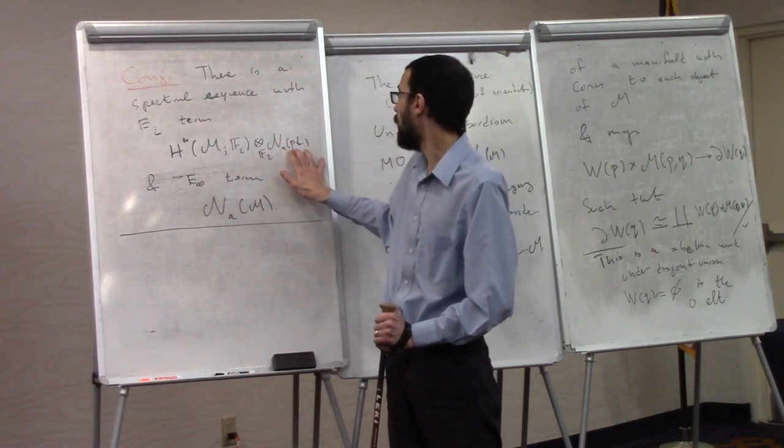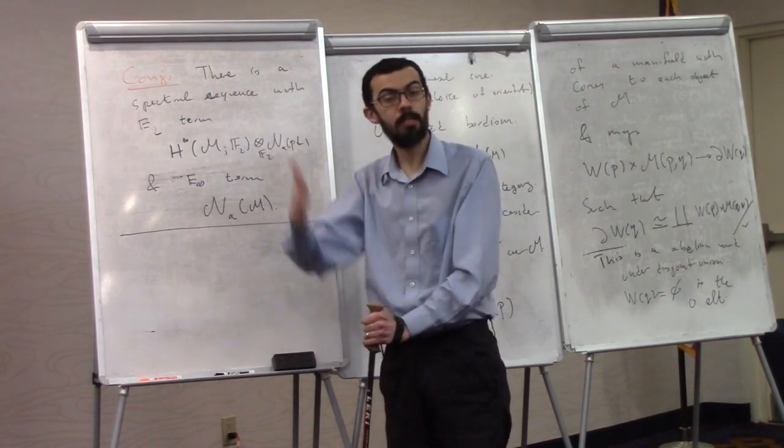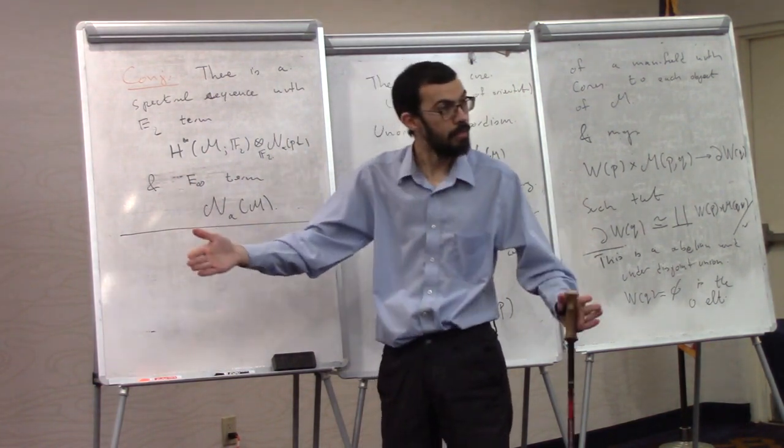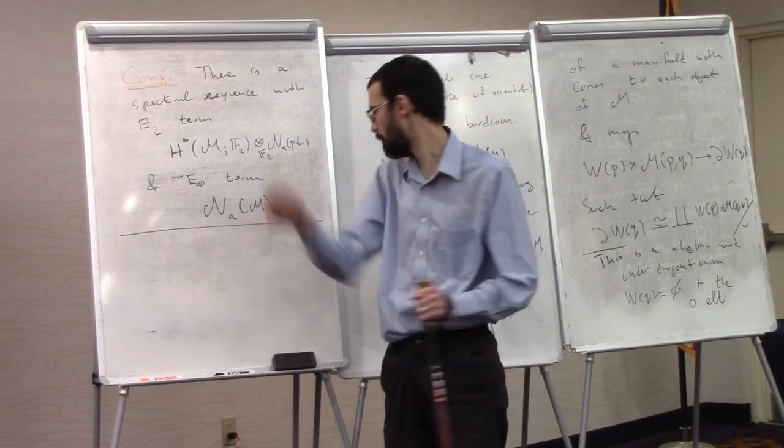And now, the unoriented bordism of a point is a module over F2. That's just because two copies of a manifold is null-cobordant because of this picture.